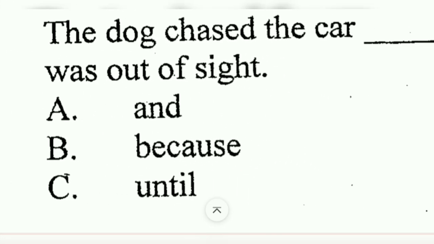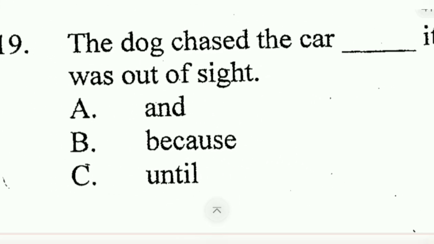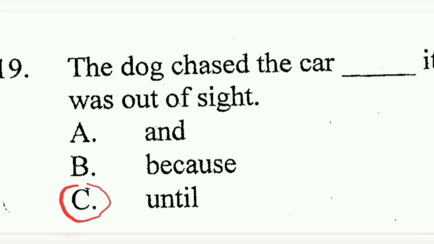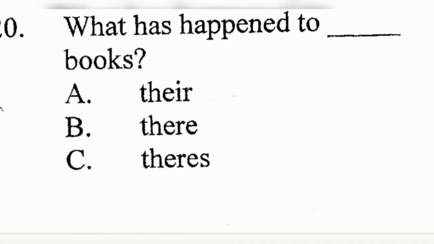Moving on to number 19. The dog chased the car. It was out of sight. So A is saying the dog chased the car and it was out of sight. B says the dog chased the car because it was out of sight. C says the dog chased the car until it was out of sight. Which is correct? Yeah, I heard you. It's C. You're right. Good job.